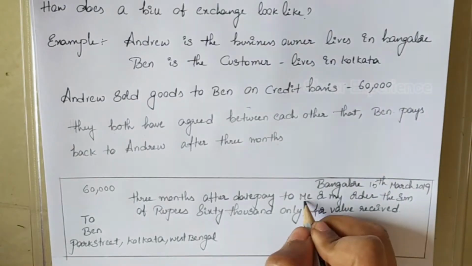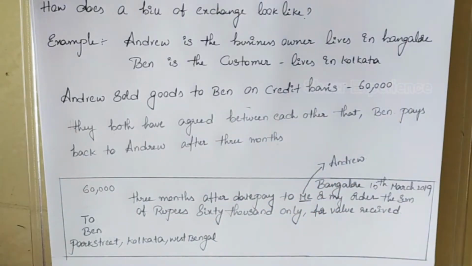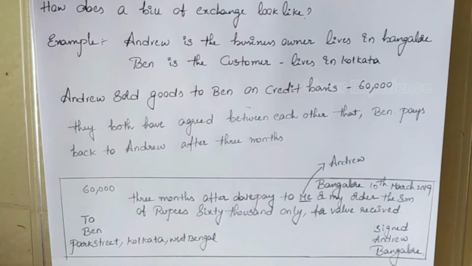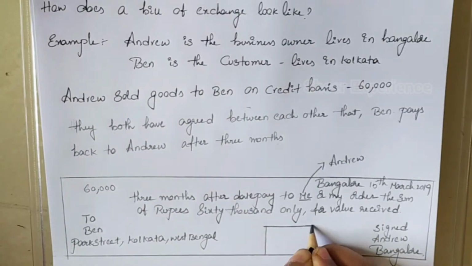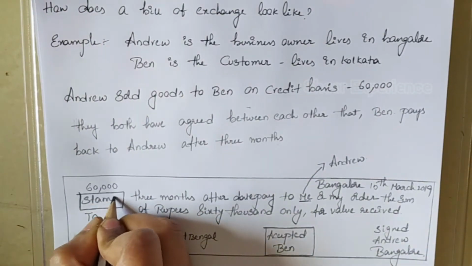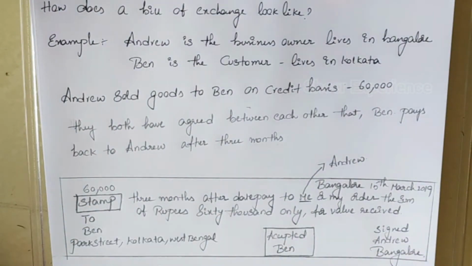On the right hand side, we will mention the place and transaction date. Below that, we will mention the business owner name and address. And the business owner should sign on it. This bills of exchange is sent to the customer Ben for his acceptance. He will give his acceptance by signing on it, and he has to return it back to the business owner after signing the bills of exchange. Business owner will keep this as a proof.